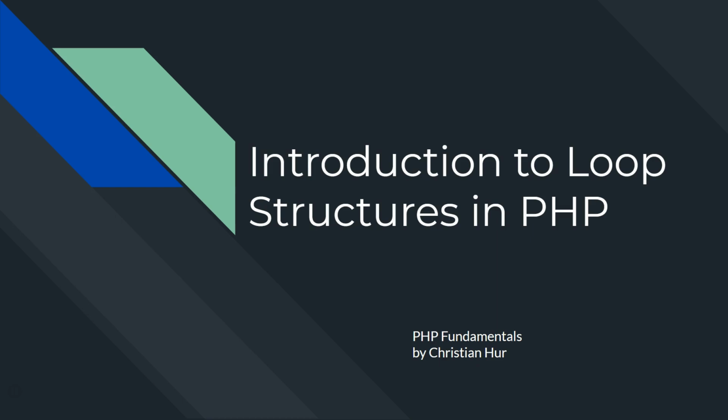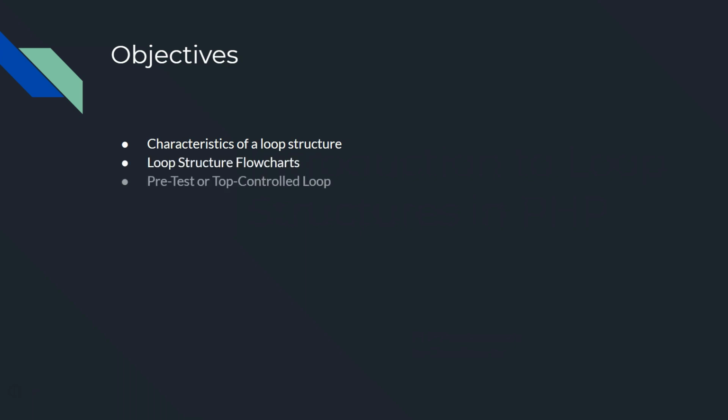In this video, we'll be looking at the loop structures in PHP in general. So the objectives are, we're going to look at the characteristics of a loop structure. This is applied to virtually almost any language. And then we'll take a look at a few loop structure flow charts. Then we'll compare a pre-test or top control loop against a post-test or a bottom control loop. And we'll look at some loop structures in PHP.